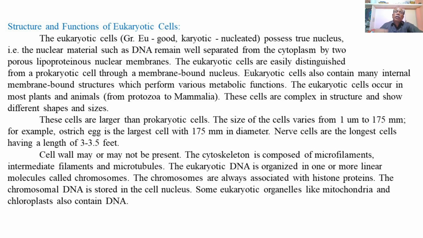Cell wall may or may not be present. Eukaryotic cells may possess a cell wall, or it may be absent, because plant cells consist of a cell wall. The outermost covering of the plant cell is a cell wall, and just inside the cell wall there is a cell membrane or the plasma membrane.